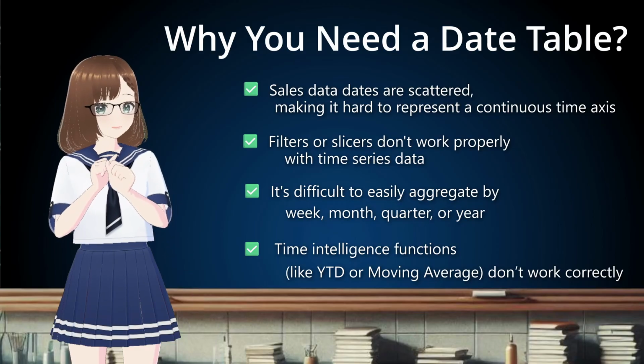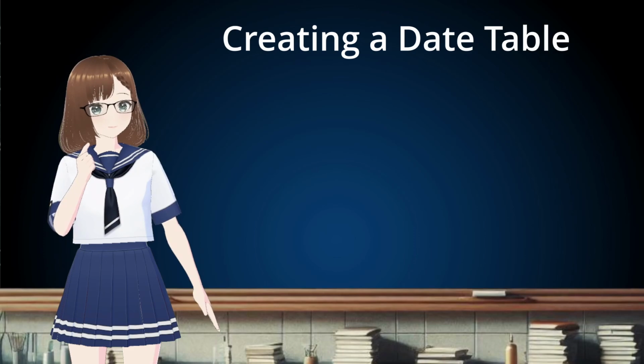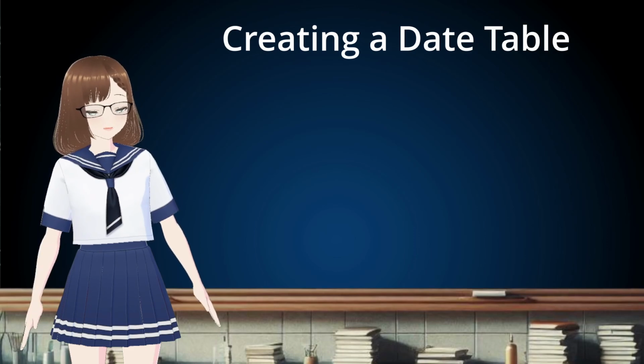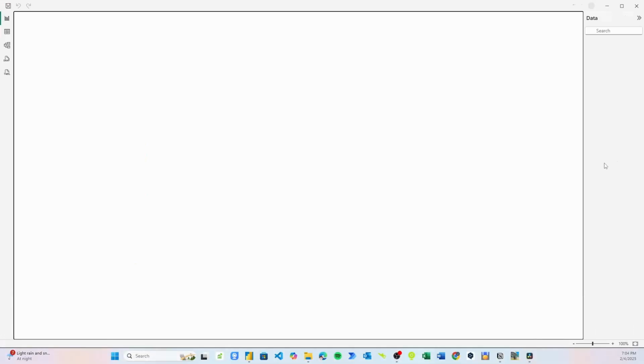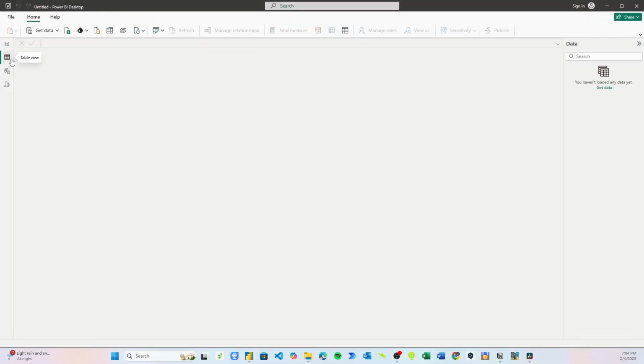By creating a custom date table, you can sort and analyze your data more effectively. Creating a date table. Now, let's create a date table in Power BI. First, create a new table by entering the DAX formula. To do this, go to the Table view, click on the New Table tab at the top, and paste the DAX formula from the description into the formula bar.